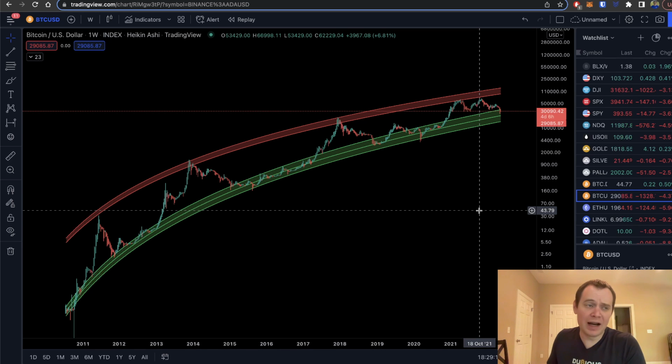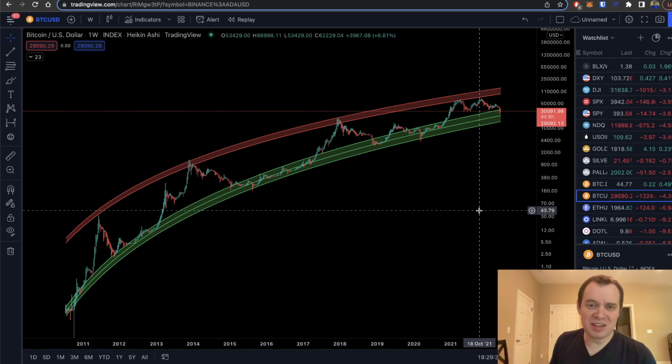And by the way, I do think there's a very distinct possibility that we go sub 20K, right? Some people say that it can't happen. It can happen. You should know that it can happen. There's a lot of indicators that suggest we could go below 20K before hitting a macro bottom. Doesn't mean we can't go to 40K first, right? We could go to 40K first and then go to 20K.